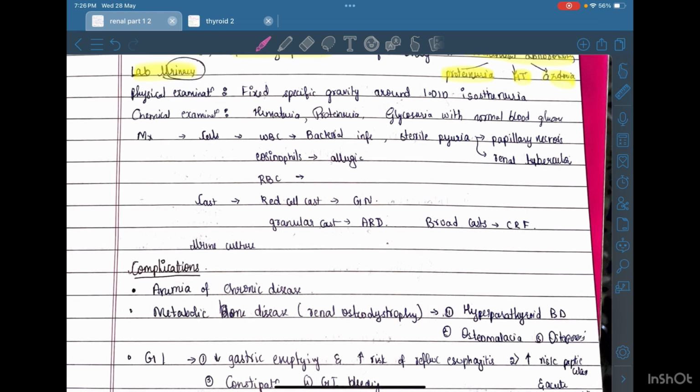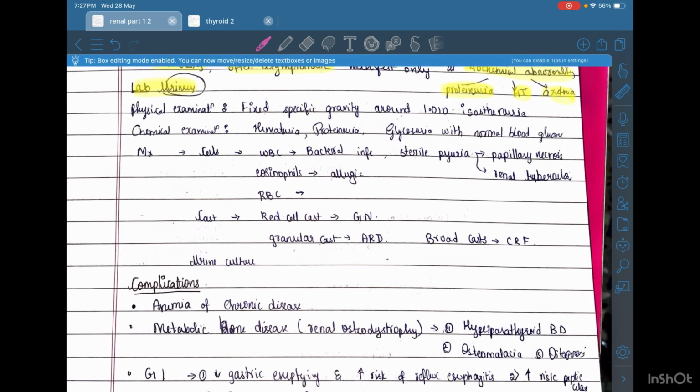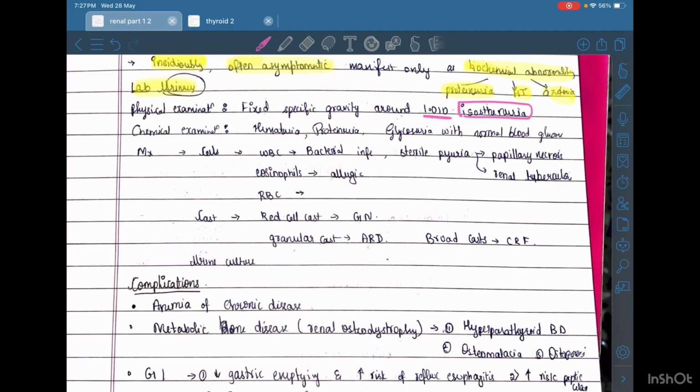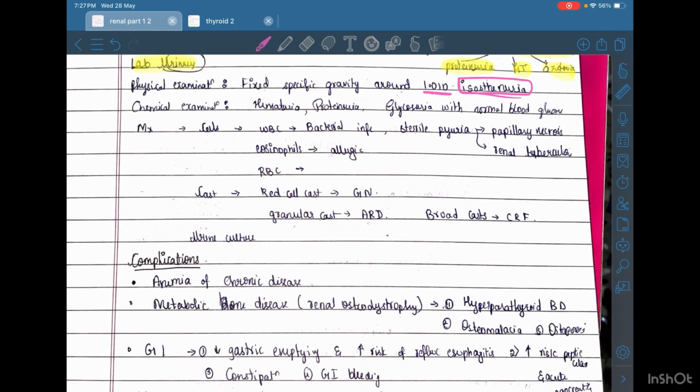Laboratory urine findings. In physical examination, there will be a fixed specific gravity of around 1.010. It is isosthenuria. Okay, now the specific gravity is fixed. Next, because there is no function, there is no change in concentration, everything, right?